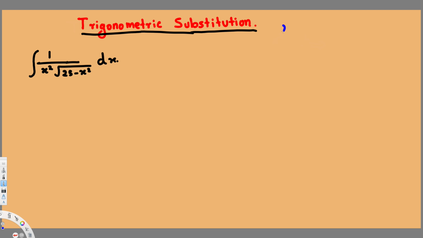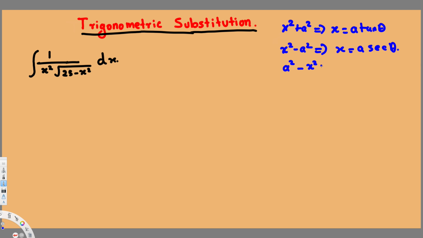One of them is when we have x square plus a number square, we have to use x is equal to a tan theta. And whenever we have x square minus a number square, we have to use x is equal to a sec theta. And whenever we have a number square minus x square, we should use x is equal to a sine theta. So these are the main things we have to remember in order to do these kind of problems.